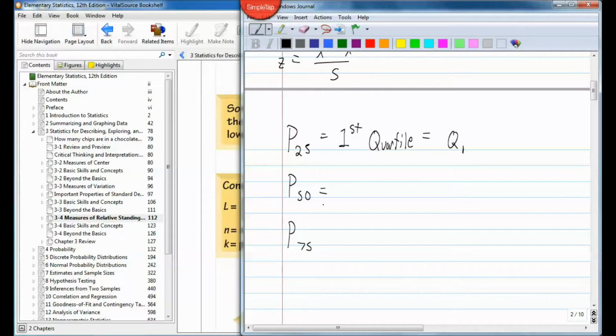The 50th percentile, or that's also the median, by the way, that's the second quartile, or Q sub 2. And P sub 75, that's the third quartile, or Q sub 3. It's just that they have a different name.